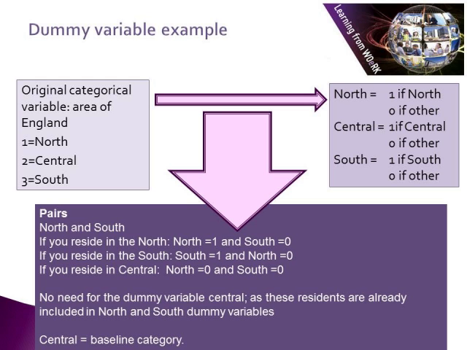So we can have a look here. Here's an example. The original categorical variable was which area of England do you live in: north, central or south. We reformat that to north equaling 1 or 0 if it's north or other, central 1 or 0 if it's central or other, and south 1 if it's south and 0 if it's other. So that enables us to input that into a model.